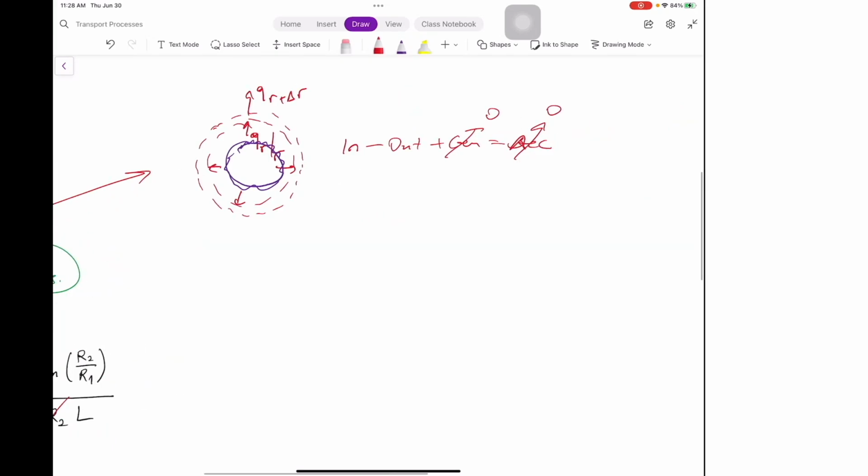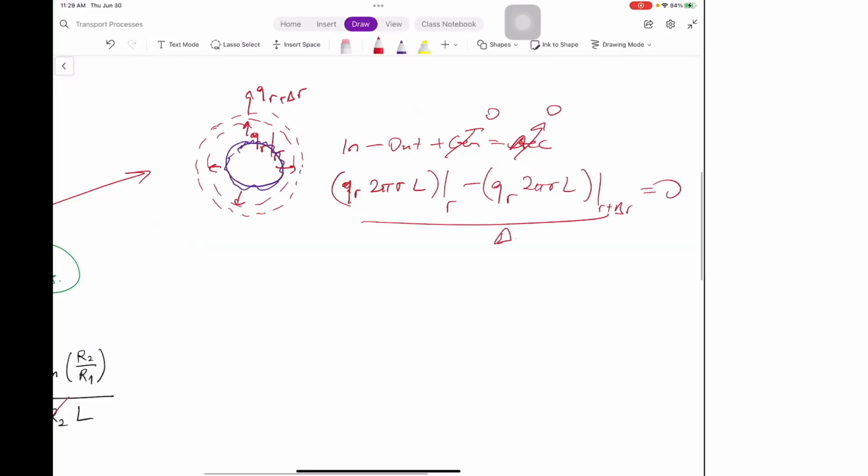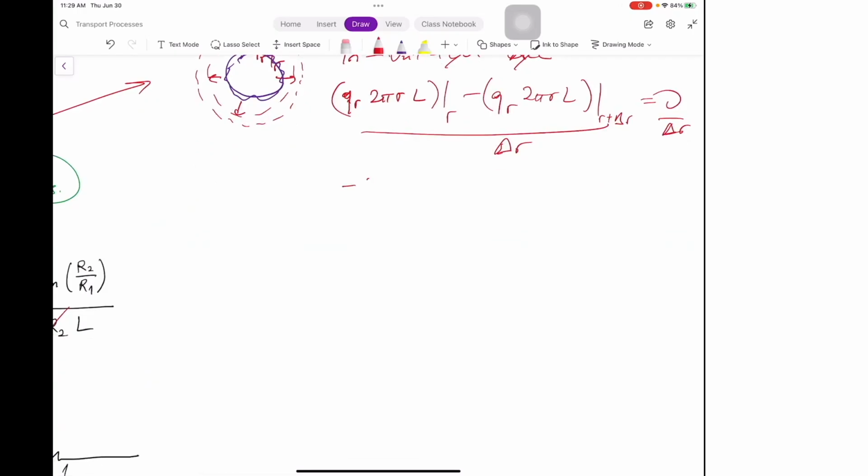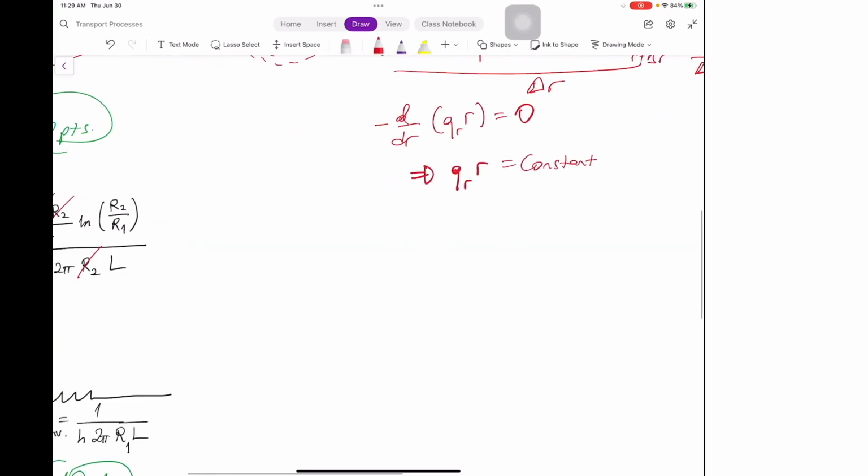And the in is QR 2 pi R L at R minus QR 2 pi R L at R plus delta R is equal to 0. Divide by delta R both sides. Take the limit delta R goes to 0. You get negative d over dr of QR R is 0. So this tells us that, again, QR R is constant for the insulator, right?